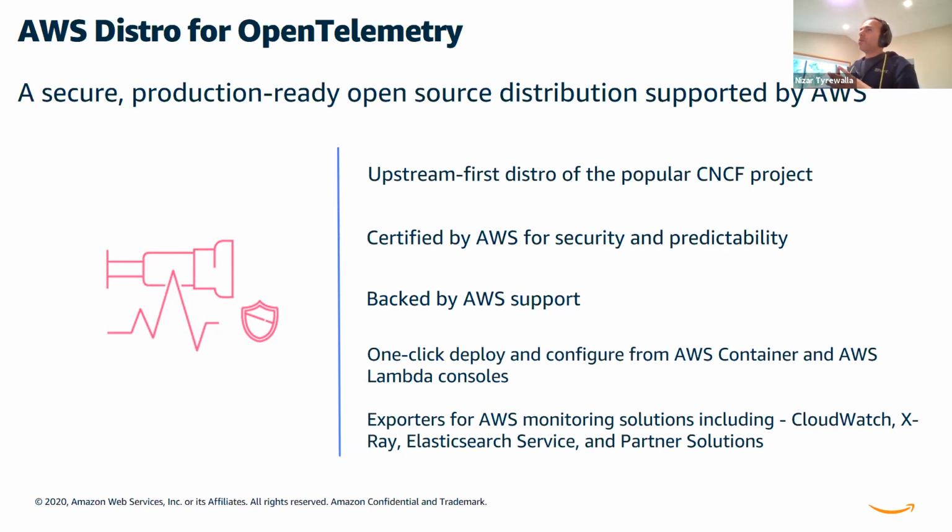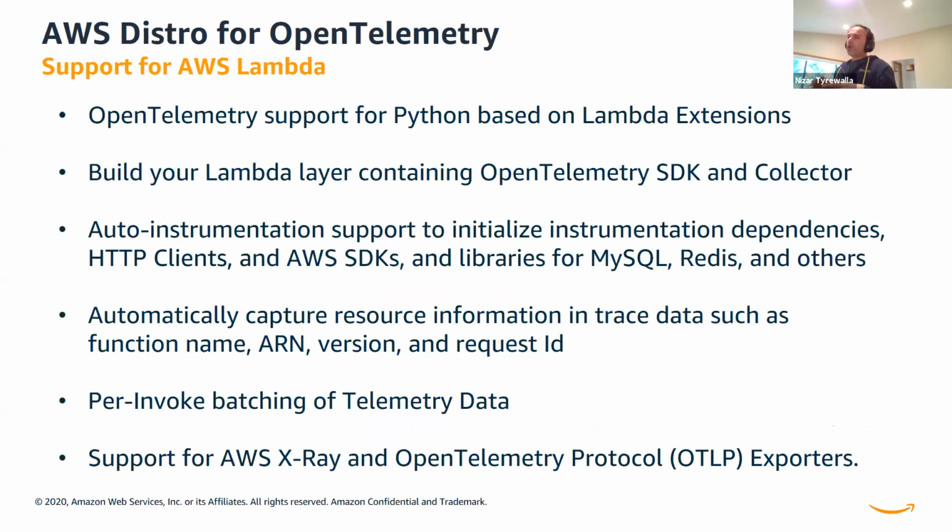At the same time, this AWS distro has exporters not only for AWS services, but also for partner-specific services. So you can send traces to X-Ray, metrics to the managed Prometheus service and CloudWatch, and also send trace data to partner solutions, Lightstep being one example, and we'll show that in the demo as well. So where are we currently with Lambda support for OpenTelemetry, and where are we going next? Currently we support Lambda in Python through the AWS distro for OpenTelemetry.